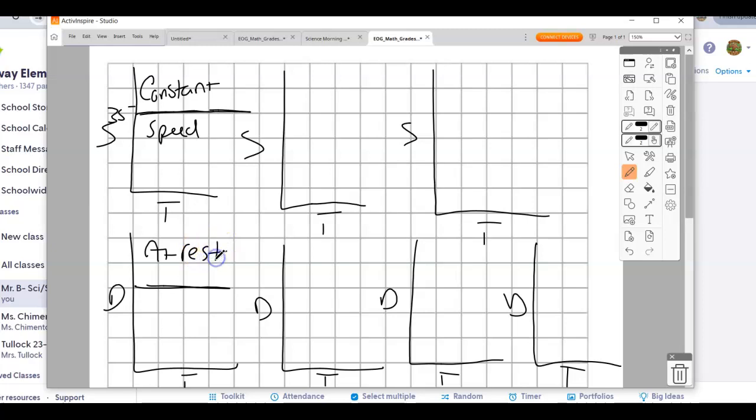Mr. Bullens, I don't understand how 2 graphs that look exactly the same can mean 2 different things. It's all about this. This means the speed stays the same. This means the distance has not changed. Kids, if you haven't changed your distance, you're still standing in the same place.